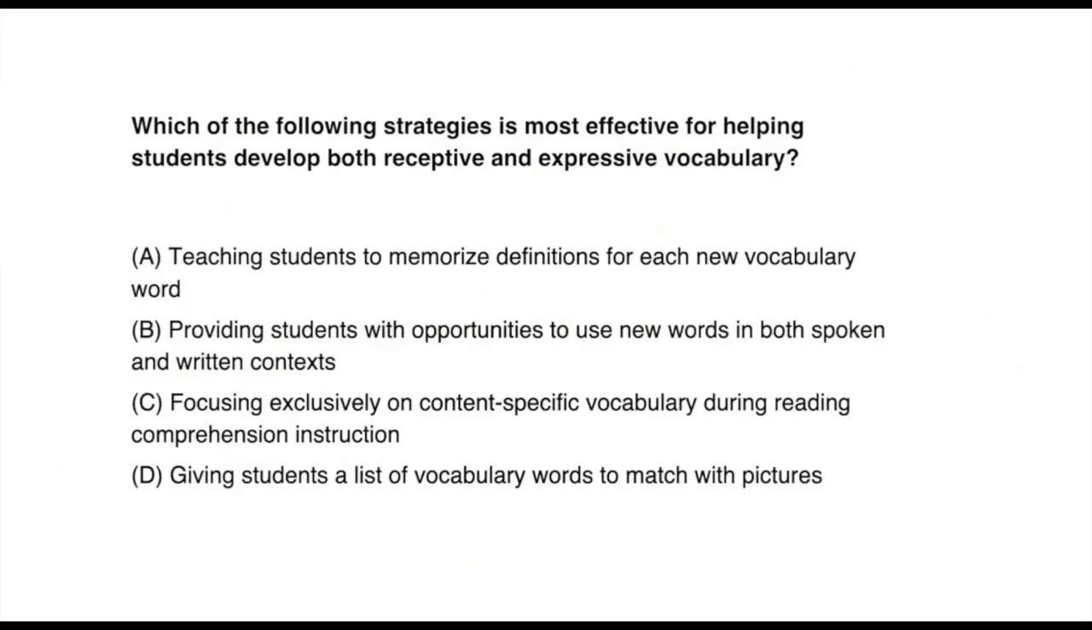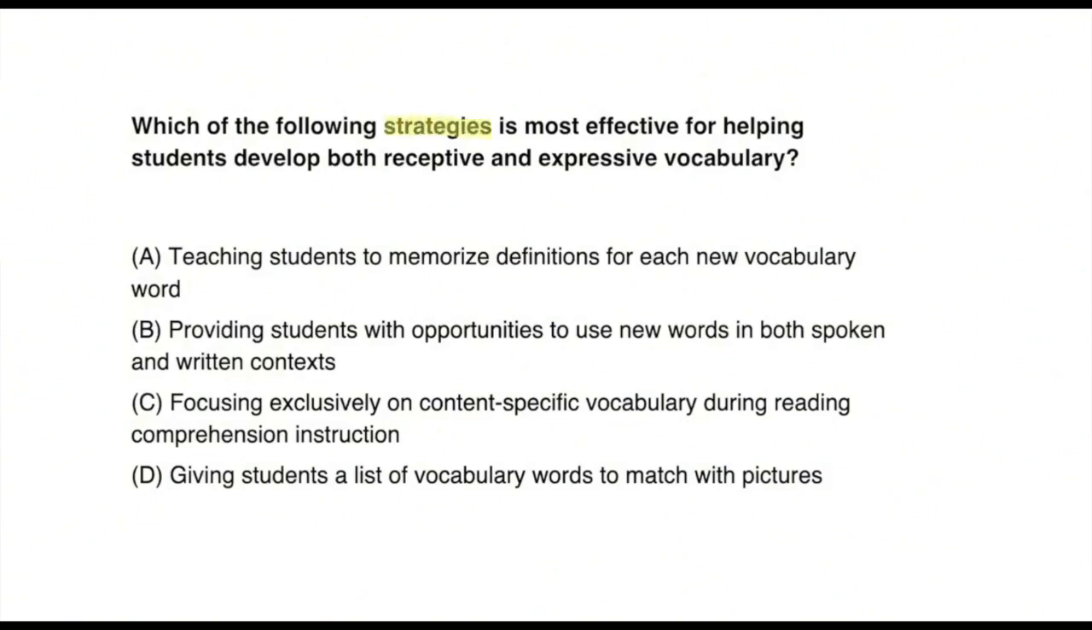So, which of the following strategies is most effective for helping students develop both receptive and expressive vocabulary? A, teaching students to summarize definitions for each new vocabulary word. B, providing students with opportunities to use new words in both spoken and written contexts. C, focusing exclusively on content-specific vocabulary during reading comprehension instruction. D, give students a list of vocabulary words to match with pictures.